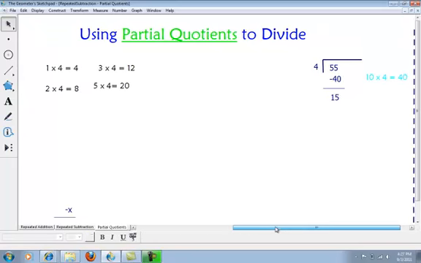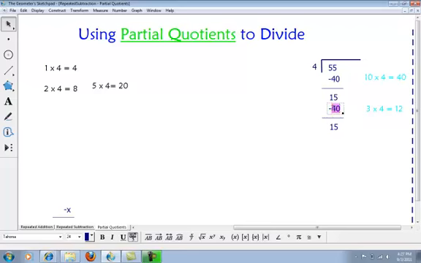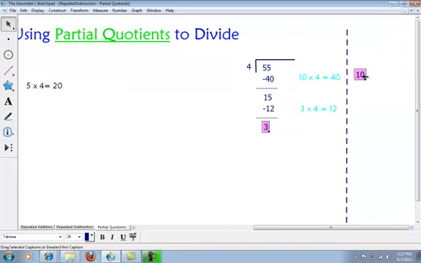Well, let's see here. I could make one group and take away 4 tiles, but if I took away 5 groups of 4, that would be too many. I don't have enough tiles for that because that's 20. But I could take away 3 groups of 4, and that means I would use up 12 tiles. So let's do that. If I take away 3 groups of 4, that means I'm going to take away 12 tiles, leaving me with just 3 tiles left, and that means that I just made 3 groups.